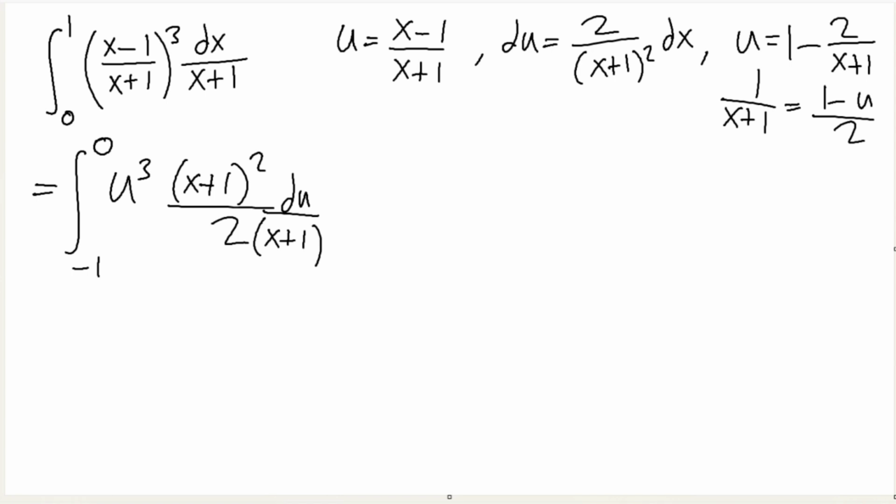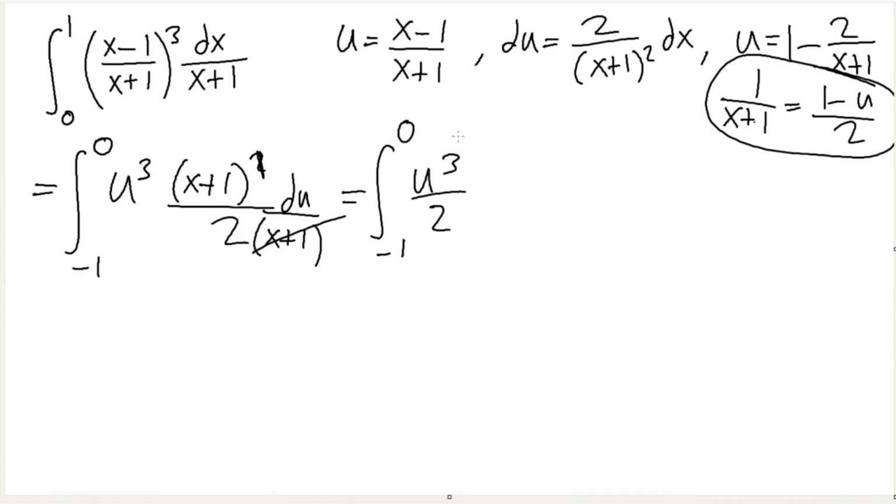When we substitute dx, of course, this cancels out. But then we have this x plus 1 left. What do we do with the x plus 1? Well, x plus 1 is this here. So we get u cubed over 2, and x plus 1 is 2 over 1 minus u, du. Cool. So now this doesn't look like a partial fractions problem.